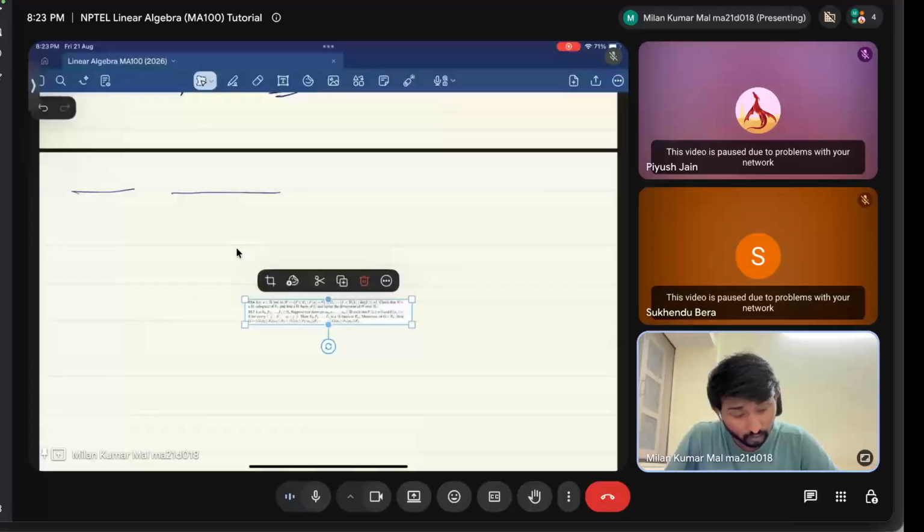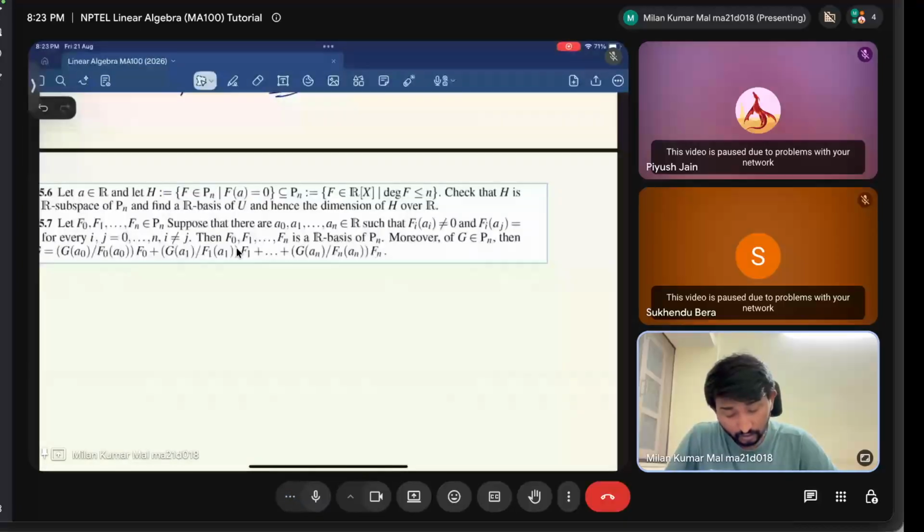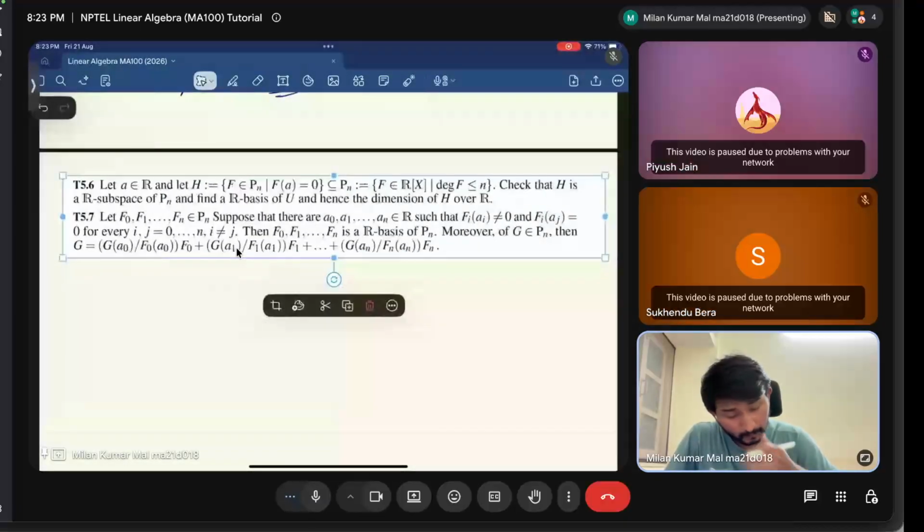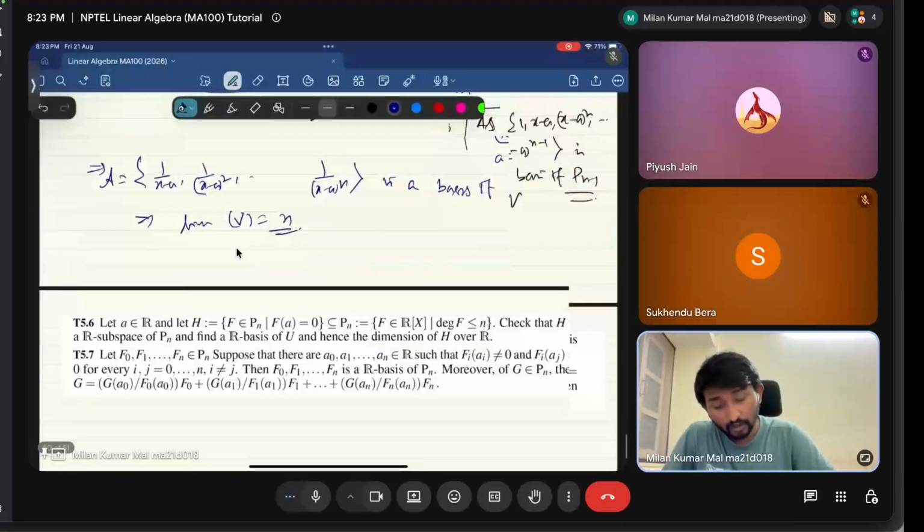So I will not solve two problems here; I will solve only one problem. This problem I will solve, this one only. Okay, so what does this problem say?